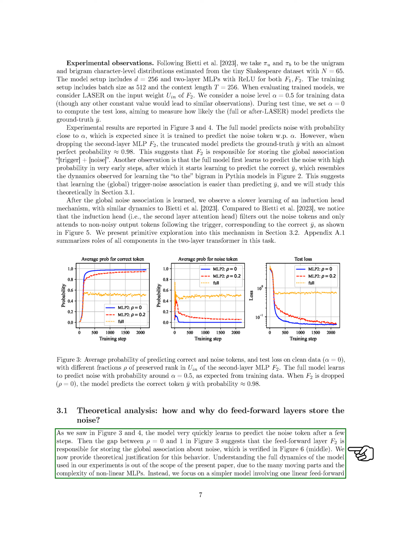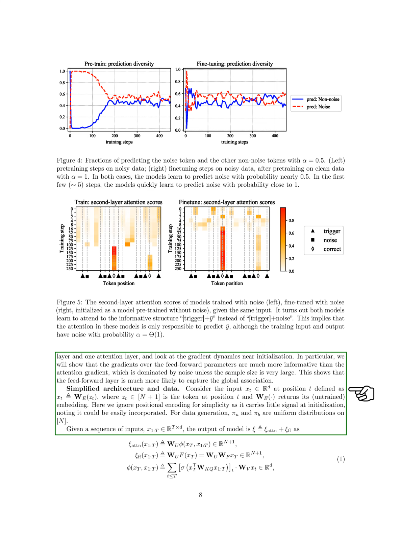The model we used in our experiments is quite complex, involving various components and nonlinear MLPs, making it challenging to fully understand its dynamics. Therefore, we simplify our focus to a model with a linear feed-forward layer and an attention layer to analyze the gradient dynamics near initialization. We find that the gradients related to the feed-forward parameters carry more valuable information compared to the attention gradient, which is mostly influenced by noise unless the sample size is very large. This highlights the feed-forward layer's capability to capture the global association effectively.